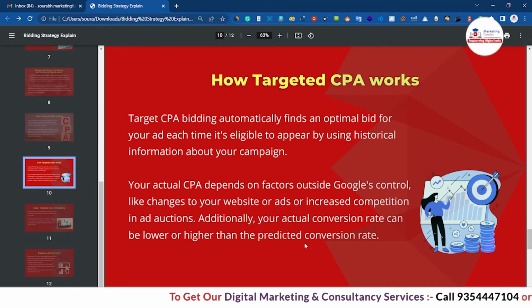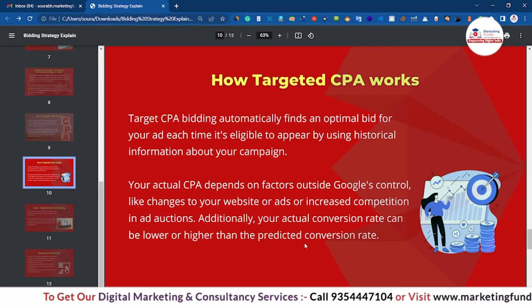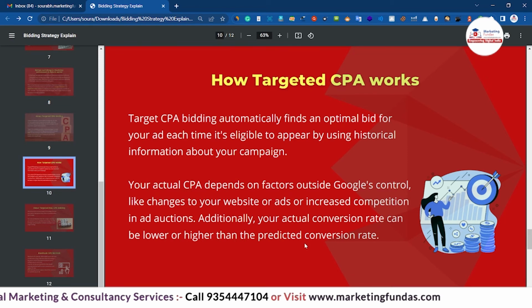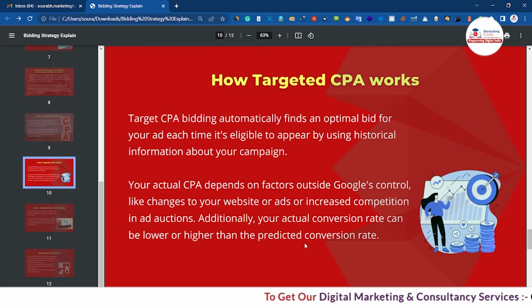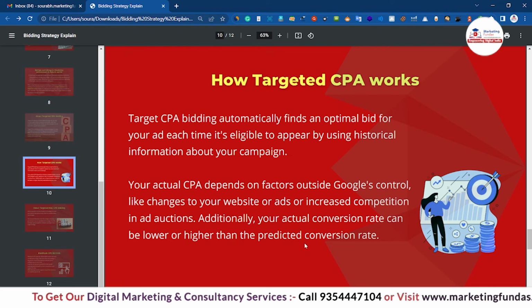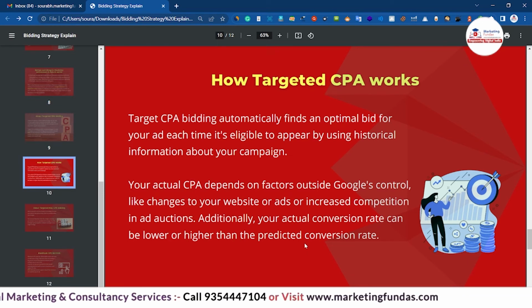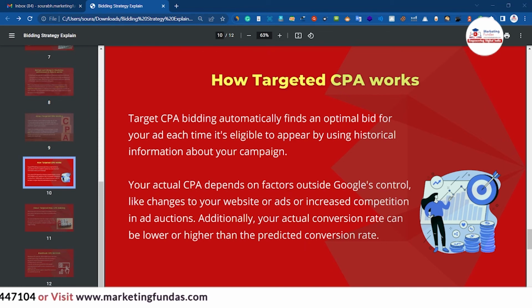For example, you have predicted that your CPA should be $10 to sell a product that is worth $100, but in the ad auction people are paying $30 or even $40 to sell that same product that is worth $100. So how can you get that same conversion for $10? In this case, your targeted CPA will be higher. So it is all about practicing to get an idea and experience about everything.